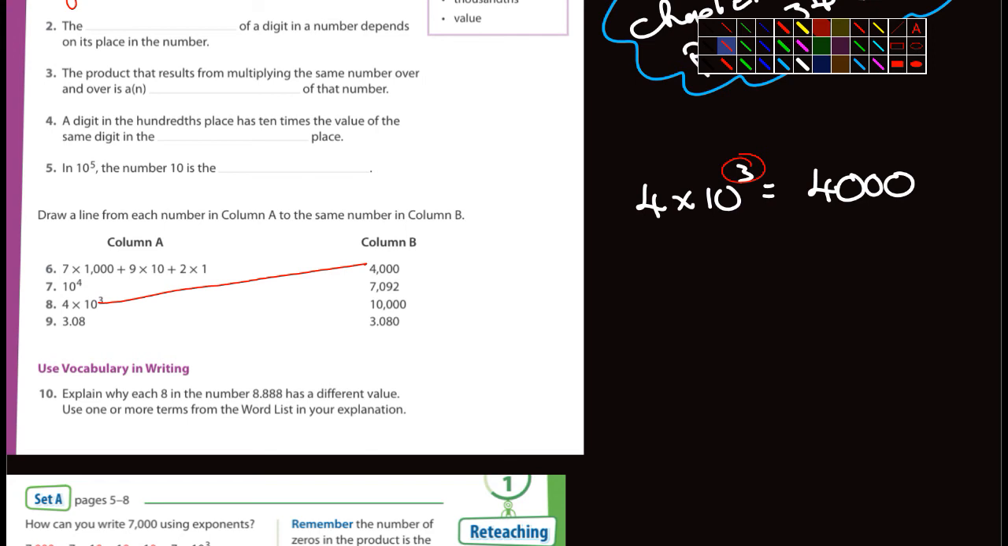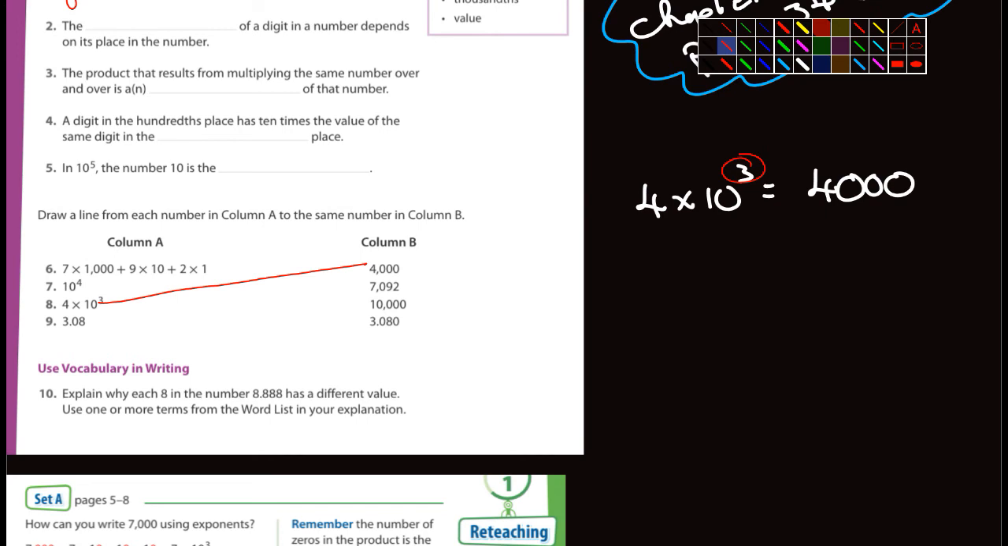And number 10 says explain why each 8 in the number 8,888. Oh, actually, that might be a decimal. Yeah, I think it is 8.888 has a different value. Well, they fall on different places in a place value chart. All right? Use one or more terms from the word list in your explanation. So in whatever you write, make sure you use one of the words from the word list. That's what they're talking about there. Okay.